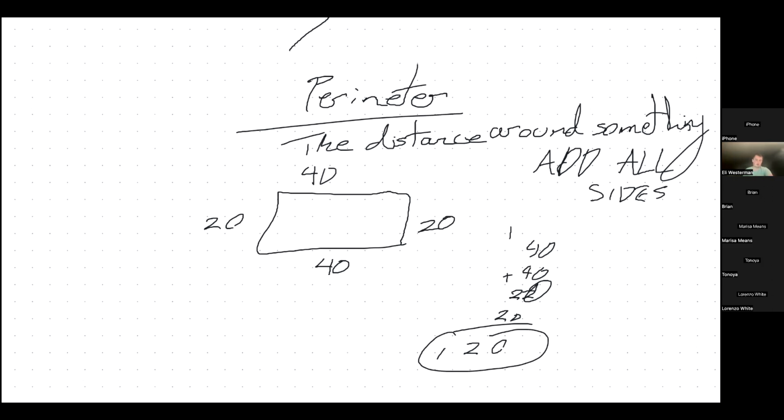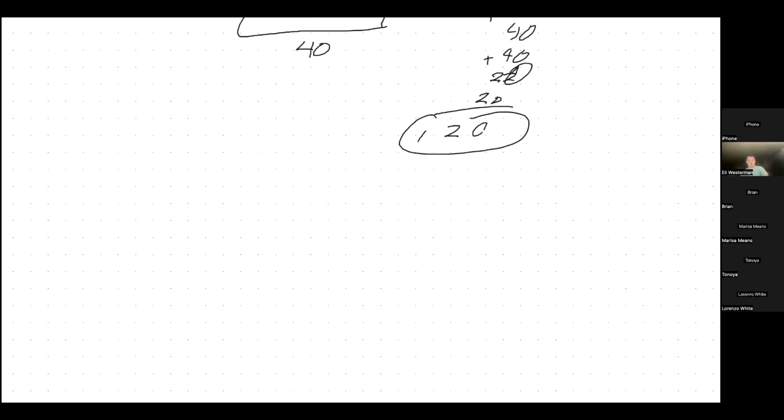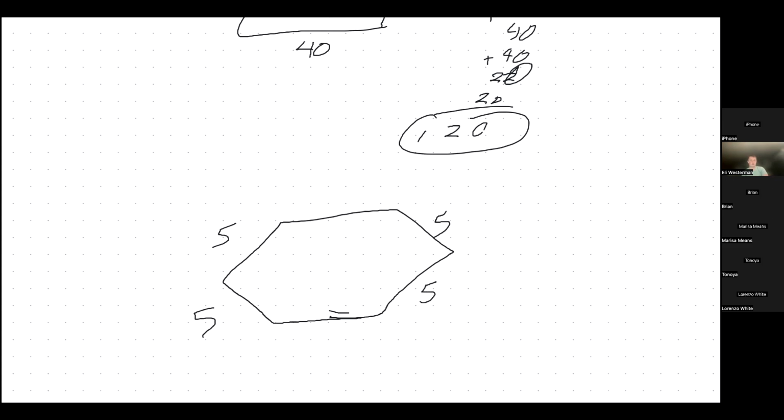But we're going to have to be able to do this. So I'm going to give you an example problem. Now my farmer has this field. It's a hexagon. He's a weird farmer to have a hexagon field. These are 5. And then these are, let's say, 10 long. What is the perimeter of this?